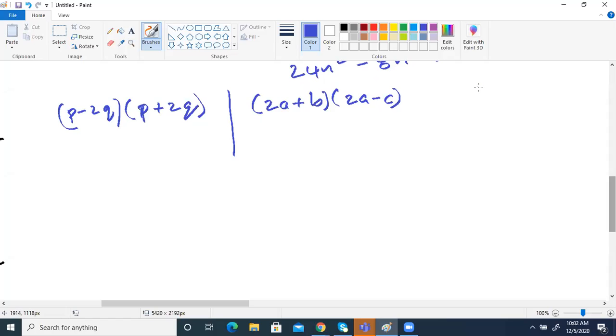Let's try another one. 5x minus 6y times 2x minus 3y. All right, so try those three and we see how it looks. Okay, so I can pause it. I'll give you 5 minutes.